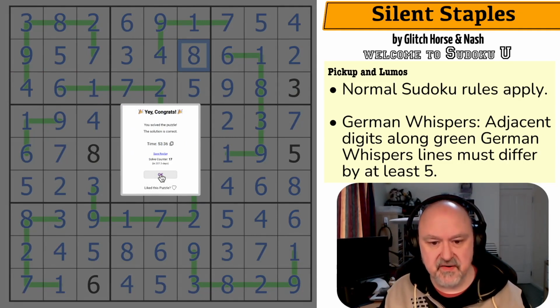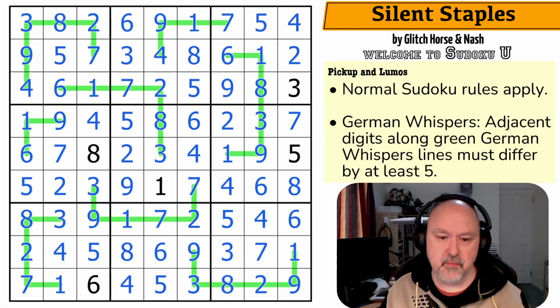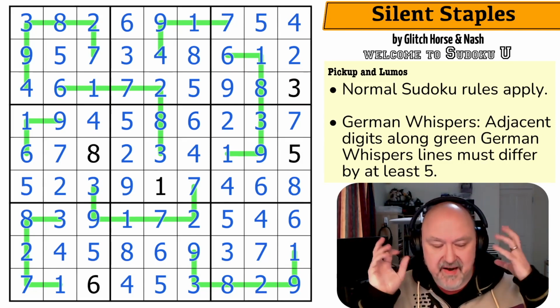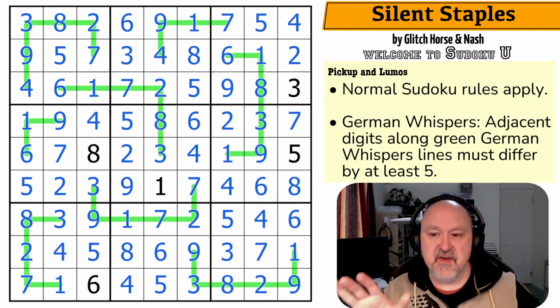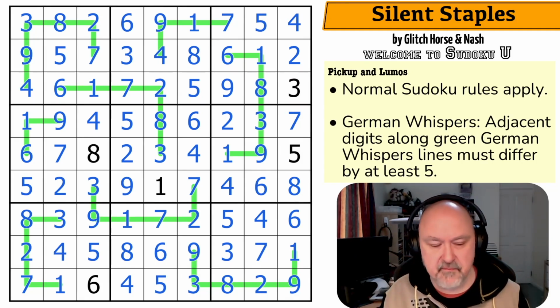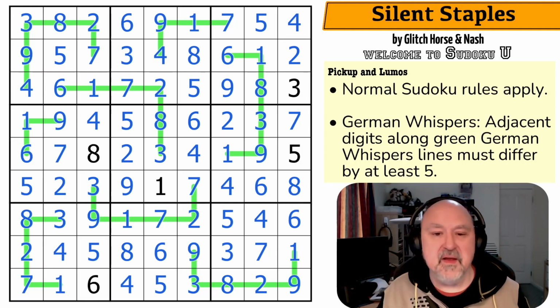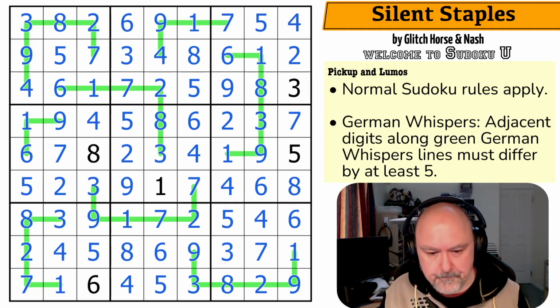Now, it didn't take me 53.36. It probably took me longer than that, the minute my head exploded once. This is no offense to Pickup and Lumos. Mistakes can happen all the time. But honestly, when the embedded solution puts a 5 on a German whisper line, it broke my brain.